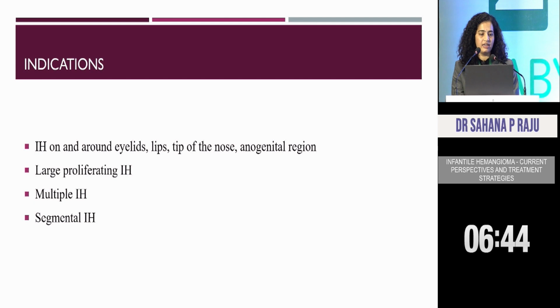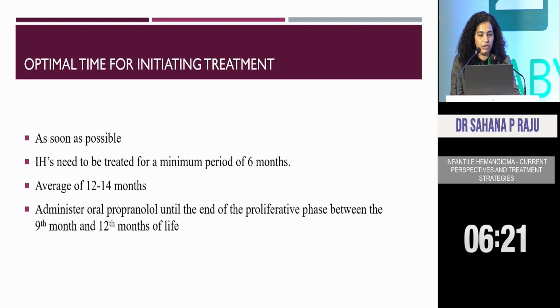So the indications for oral treatment of hemangioma are only in a high risk complicated hemangioma. So if it is in the periorbital area, at the tip of the nose, lips, anogenital region, because all these are high risk areas for ulceration. If it is a large proliferating infantile hemangioma, multiple and segmental. So these are all the indications for starting oral propranolol. The optimal time for initiating treatment is as soon as possible. We use it in any age above 4 weeks. If we don't use it in the neonate, in the post-neonatal period, propranolol can be used.